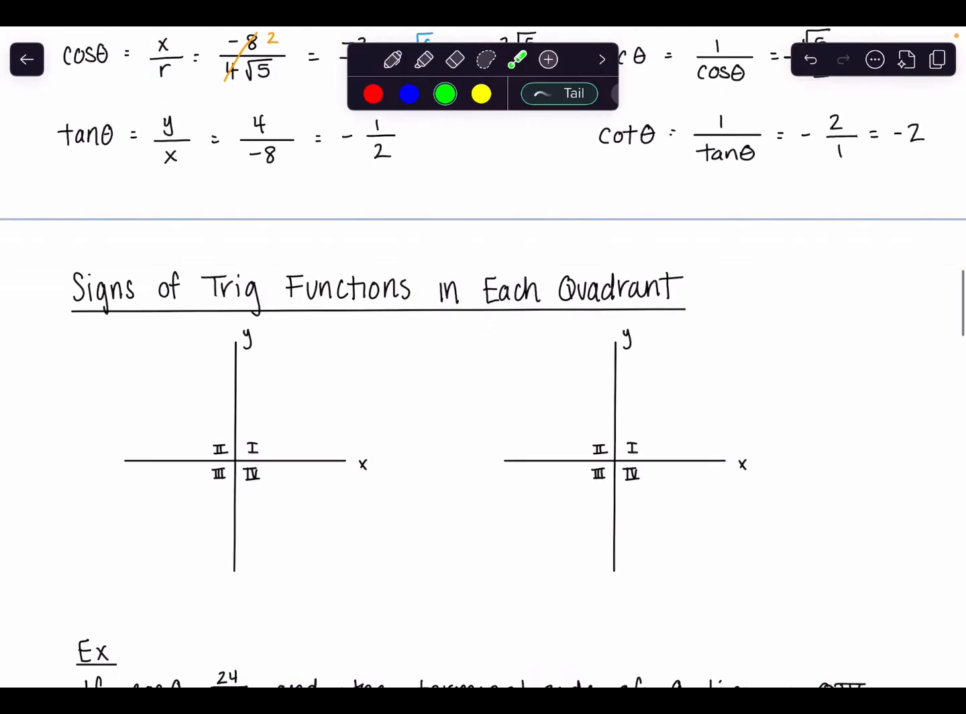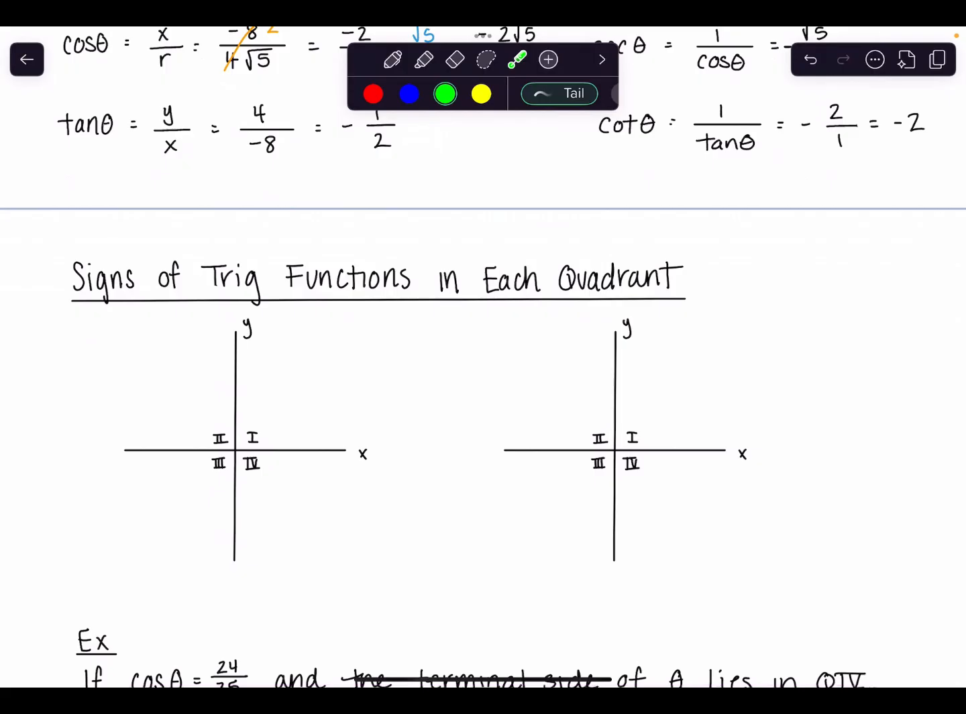So we've got our xy plane, we've got our 4 quadrants. If you think about quadrant 1, here both your x and y values are positive. And your r value is always considered to be positive as well. So x, y, and r are always positive in quadrant 1. That means all of your trig functions are going to be positive.